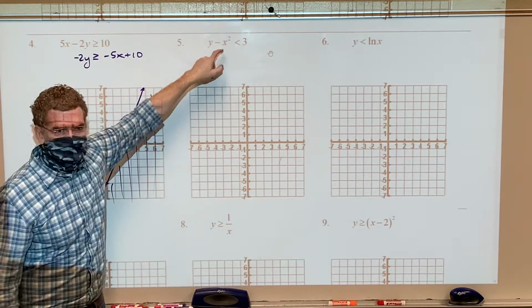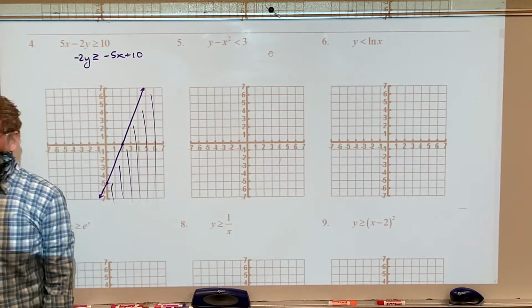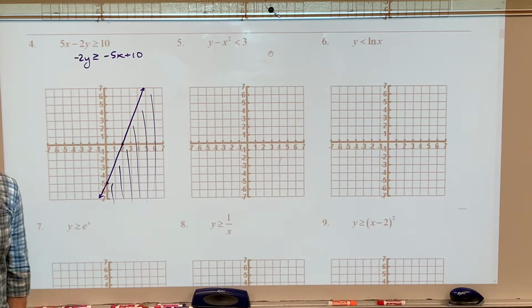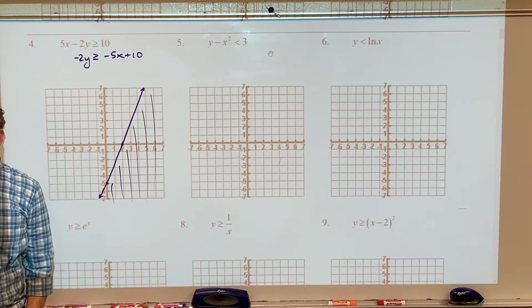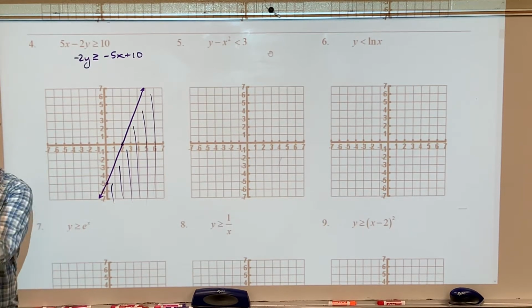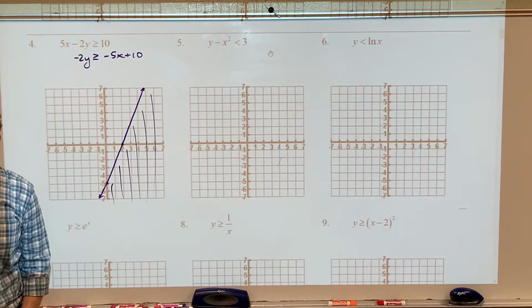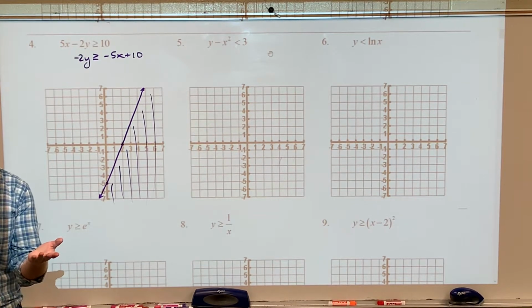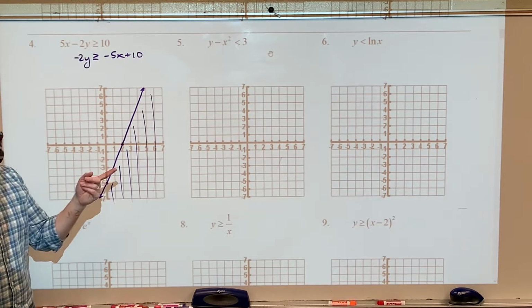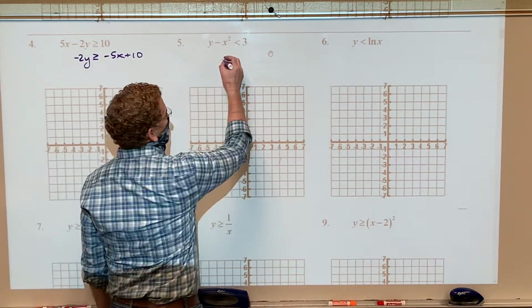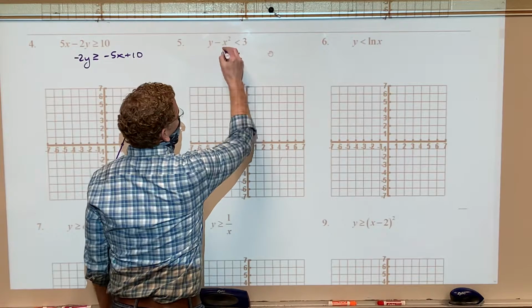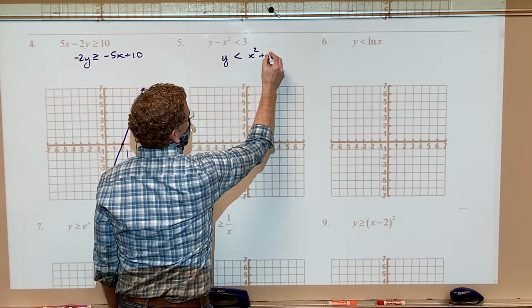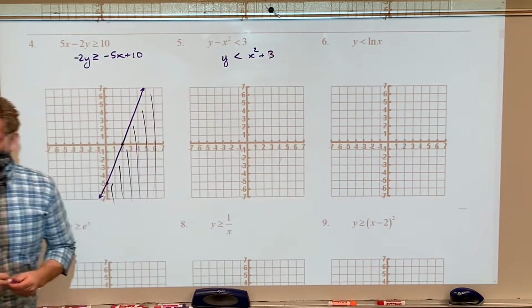What about this? What kind of graph do you know that it is? A parabola? What kind of form do you like to have when you graph parabolas? y equals something x squared. Now, if I have y equals something x squared, that means I should probably move that x squared over. Does that look like the right form there?